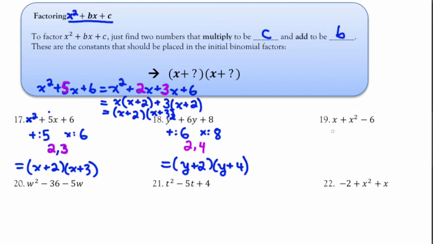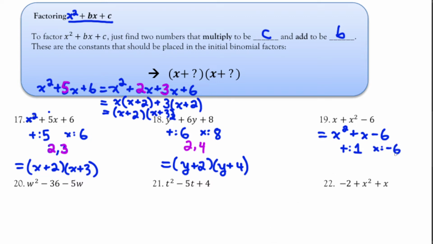In number 19, things look a little strange. So I'll first start by writing it in an order that looks more familiar. Addition and subtraction can be moved around. They can commute. So x plus x squared or x squared plus x is all the same. But writing it in this order shows me that b is 1 and c is negative 6. So I'm looking for two numbers that add up to 1 and multiply to negative 6.